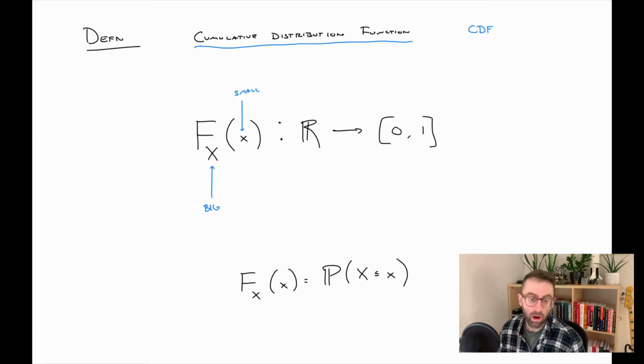And then the small x here is the input to that function, and it could be a potential value of the random variable. But anyway, the CDF is a function. It inputs a number, and it outputs a number, but that number is a probability. Therefore, it is between 0 and 1. So the actual definition is that it's the probability that the random variable takes a value up to or equal to that little x that we input into the function.